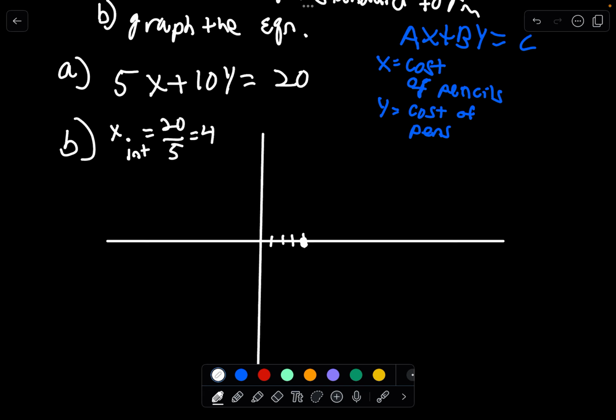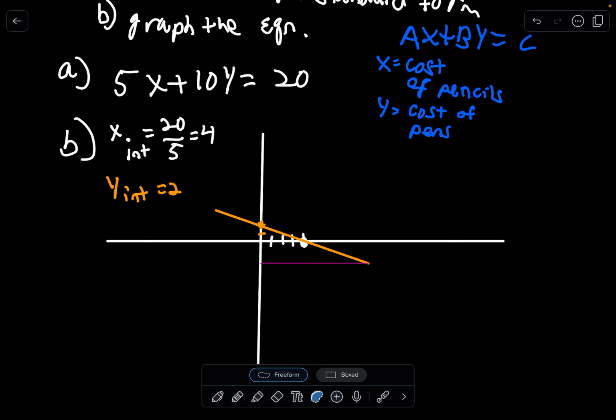The y-intercept, let me use a different color. That's where x is 0, and you kind of ignore the x. And you have 10y equals 20, or y equals 2. So you got 2 points. You can graph the line. Make sure you draw straight lines.